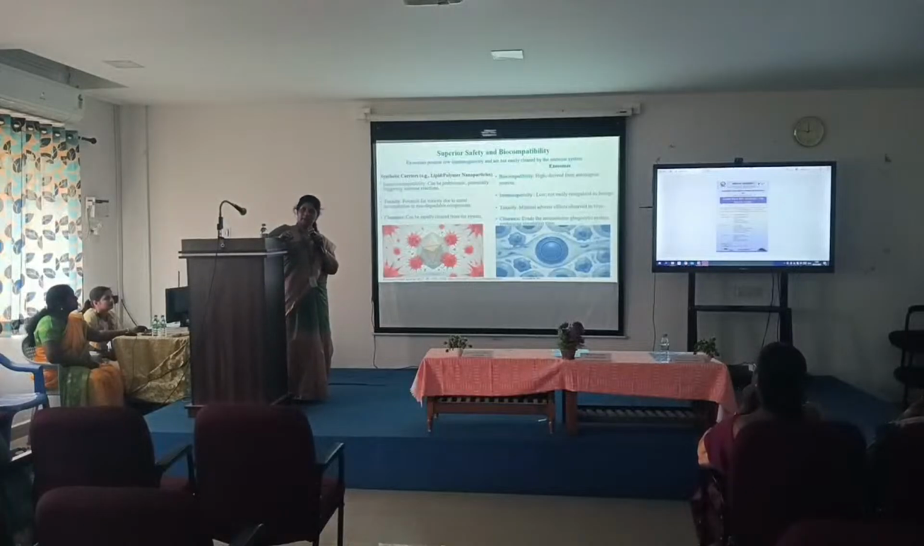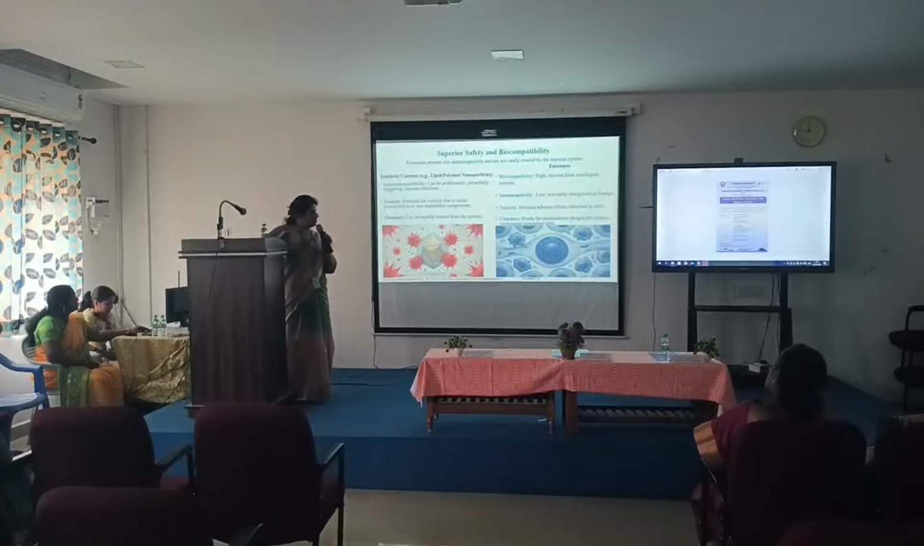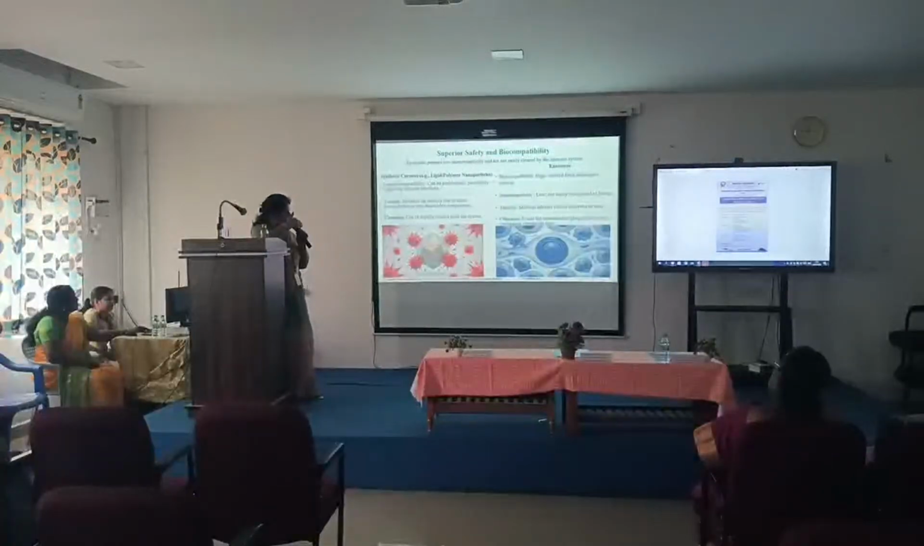Toxicity, it shows only a mild effect. Whenever it has been administered in an animal model, it shows only a mild effect. But of course, it is ignorable. It's not a synthesized material, it is a natural derived material. And immunogenicity is very low because the system understands it as a self material, not as a non-self material. Biocompatibility is also more. All these things are adverse or inverse in the case of your synthetic carriers.